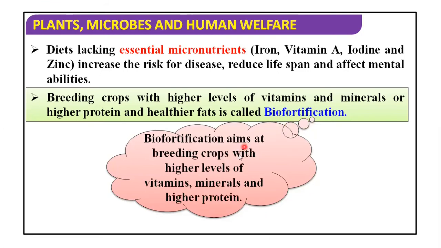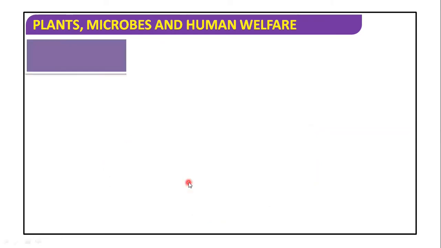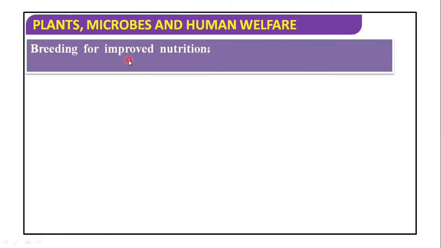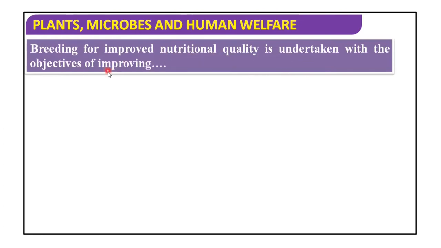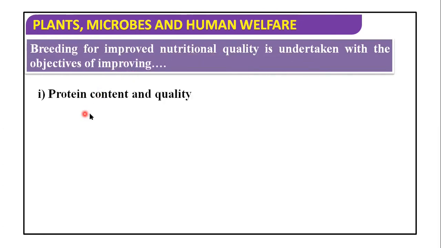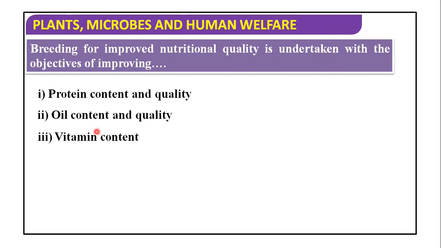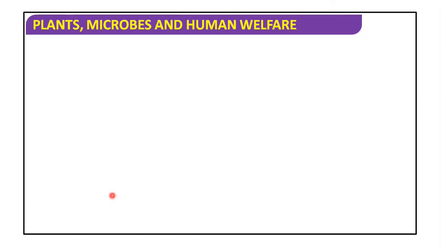The biofortification aim is what? That the breeding crops with higher levels of vitamins, minerals and higher protein. Now, breeding for improved nutritional quality is undertaken with the objectives of improving protein content and quality, which is a very, very important objective. Then the second one is oil content and quality. Third one is vitamin content. Fourth one is micronutrient and mineral content.